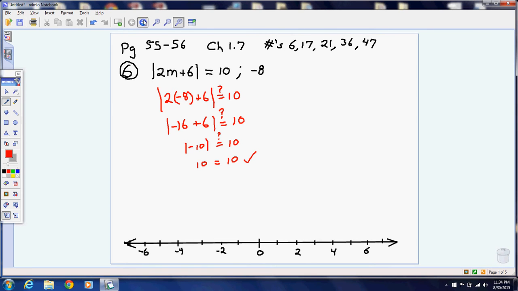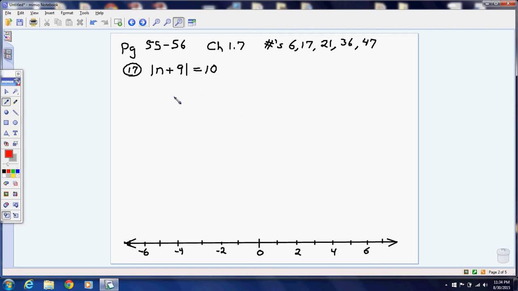All right, next one. Number 17. Solve the equation and graph the solution. All right, so we have n plus 9 in absolute value brackets. So we've got n plus 9 equals 10, or we can have n plus 9 equals -10.